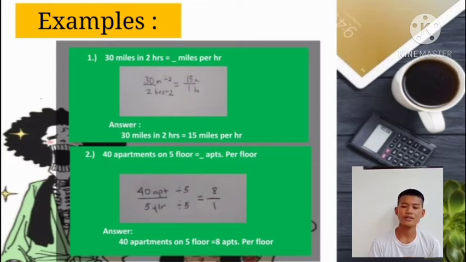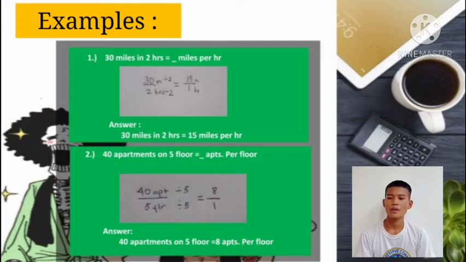So we got 30 miles in 2 hours equals 15 miles per hour. Number 2, 40 apartments on 5 floors, apartments per floor. So we're going to find how many apartments per floor. Again, let's start with a fraction: 40 apartments over 5 floors. We need to find out how many apartments are on 1 floor.